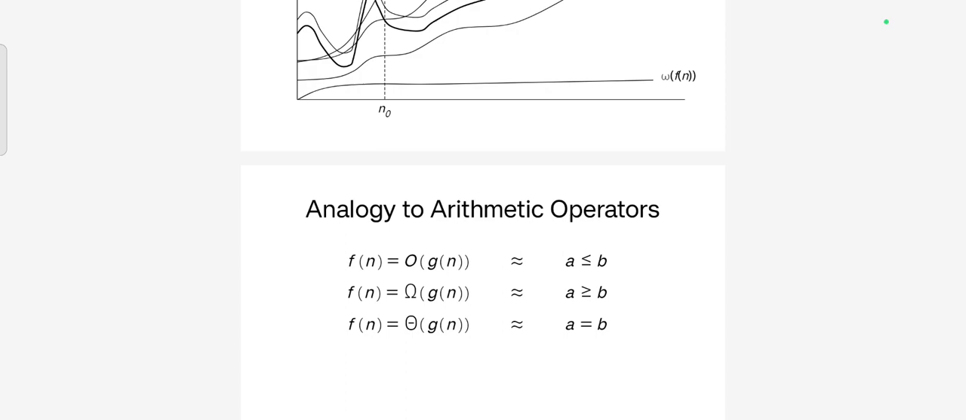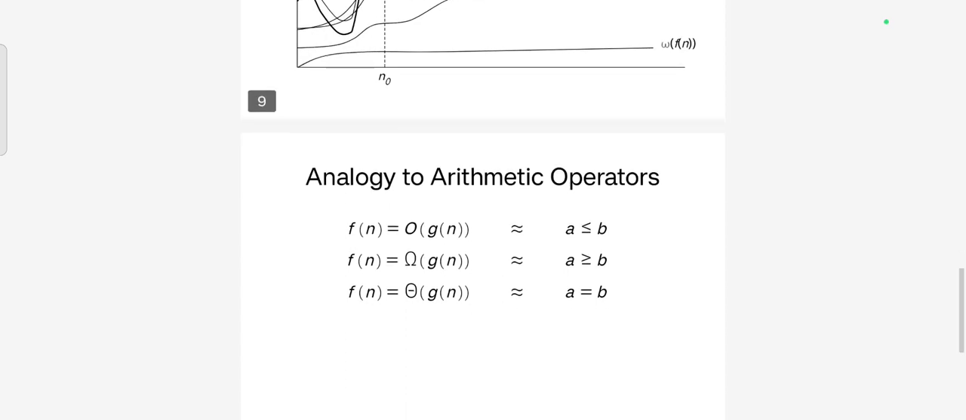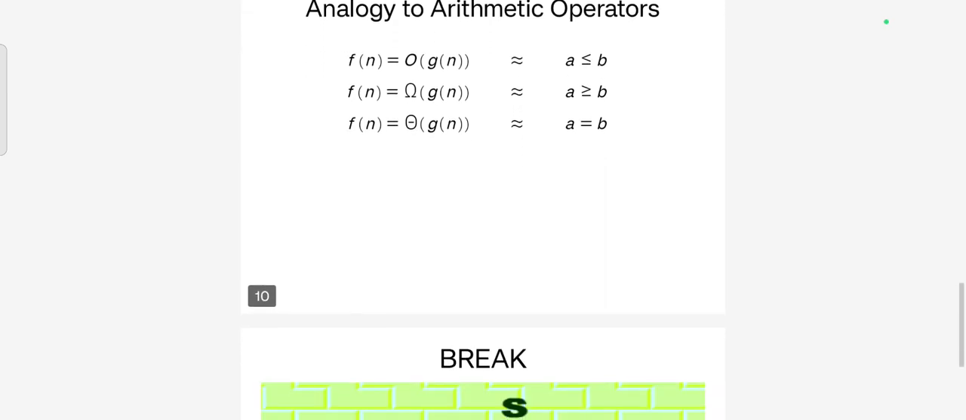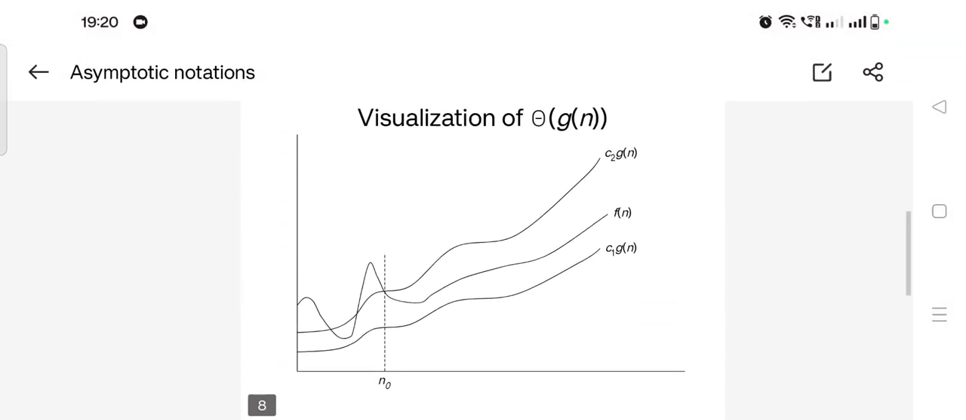Simply we'll take an analogy with the algorithmic operator. F of n equals big O of g of n implies a is less than or equal to b. F of n equals omega of g of n implies a is greater than or equal to b. And finally f of n equals theta of g of n implies a is equal to b. So this is the final analogy of how we compare with the mathematical analysis. Thank you.